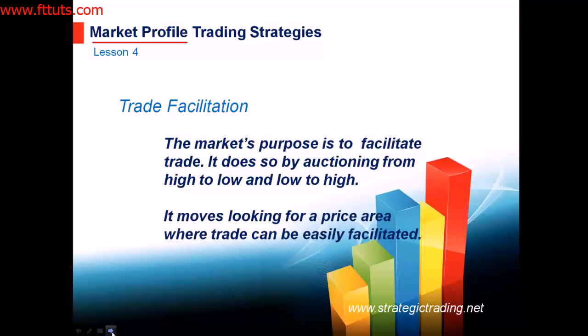The purpose of the market for all traders is really to facilitate trade. And it does so by auctioning from high to low and low to high. So it's always moving, looking for a price area where trade can be easily facilitated. What do we mean by trade facilitation? Trade facilitation simply means being able to find lots of buyers and lots of sellers that are willing to work together or to transact together. Basically, the market is always moving, trying to determine a value area, an area where a lot of volume can be traded and trade will be facilitated. There's a lot of activity. So the market is always looking for these price areas where trade can be facilitated. And when we say the market is looking for that, it is those short-term traders that are always looking for that value area so they can begin their trading activity in that area.